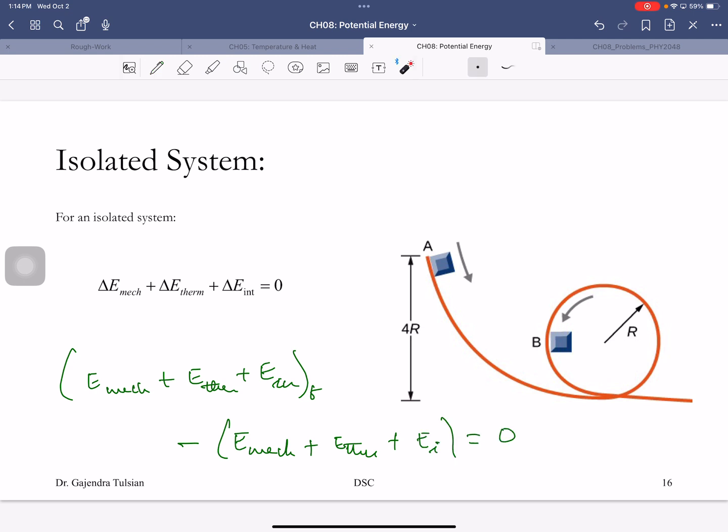Okay, so if you account for all forms of energy, the total energy of a system does not change. And this is true for all sizes, for all isolated systems as far as we know.